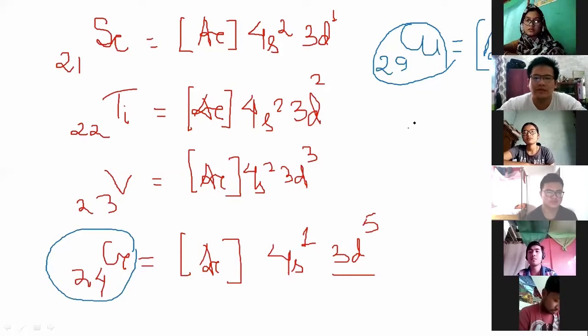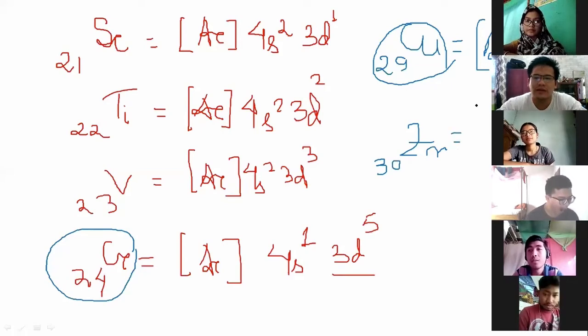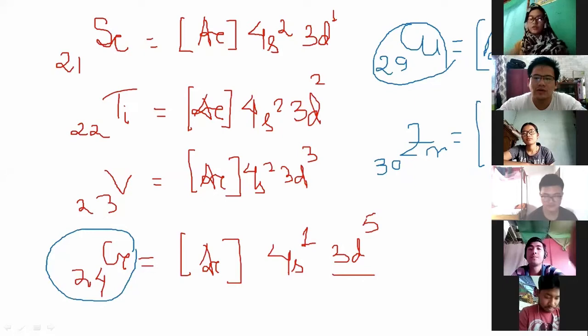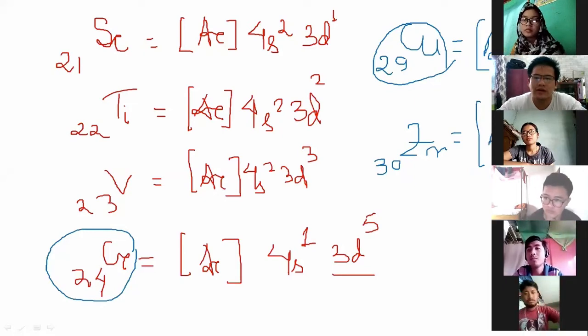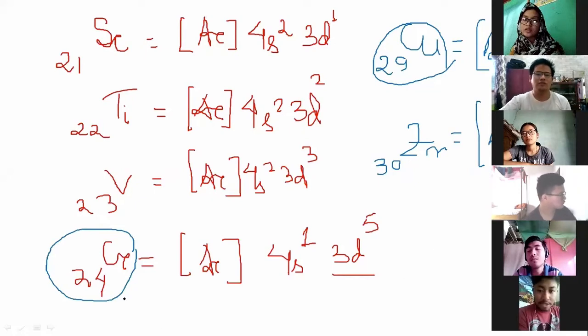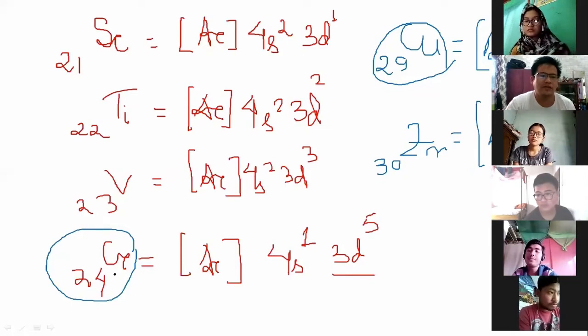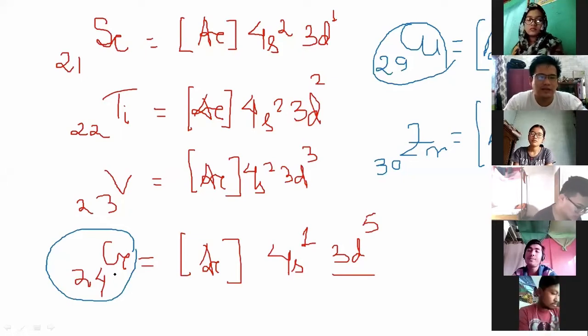And then zinc. What is the atomic number of zinc? Zinc atomic number is 30. So you will find completely filled d orbitals. So we can say zinc has the electronic configuration argon 4s2 3d10. Like this, we should be able to write all the electronic configurations. As home assignment, write down all the electronic configurations of the transition elements.